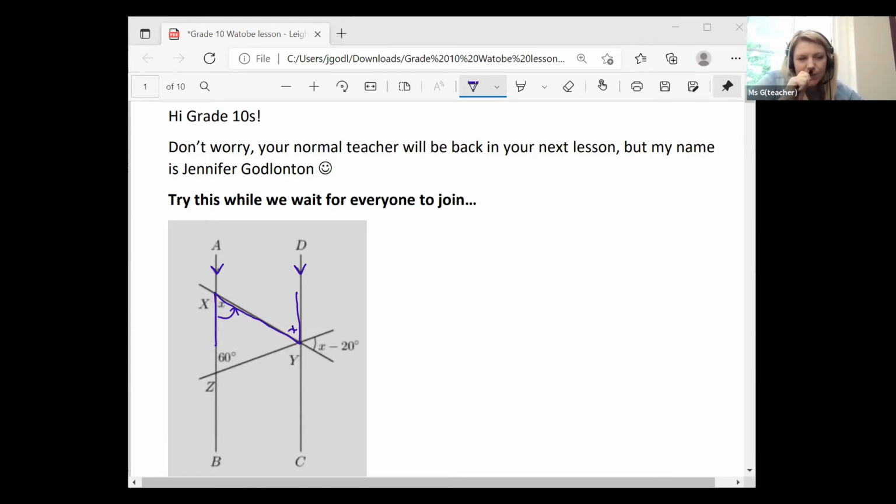These questions will be on geometry. So within the Watobe app, if you go through geometry, straight line geometry, and parallel lines, you would see these types of questions.